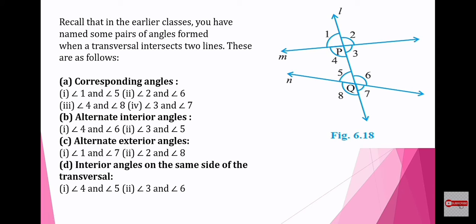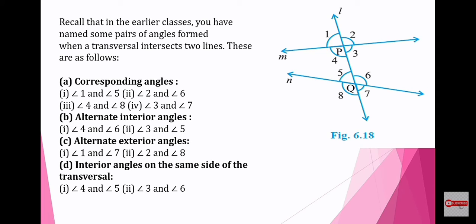Next is alternate exterior angles. From the figure, the alternate exterior angles are angle 1 and angle 7, similarly the pair angle 2 and angle 8.